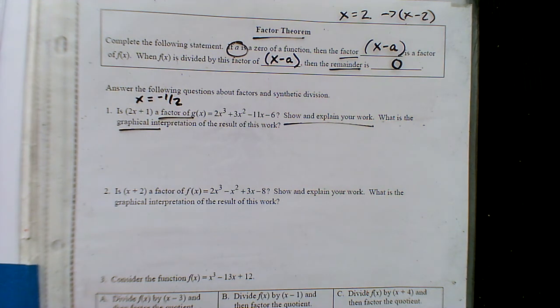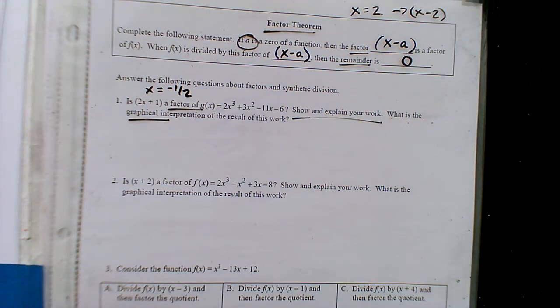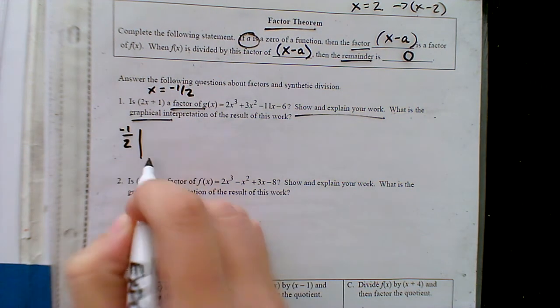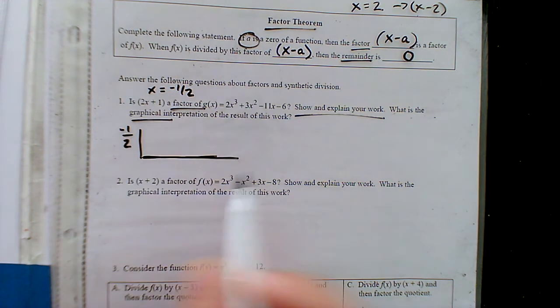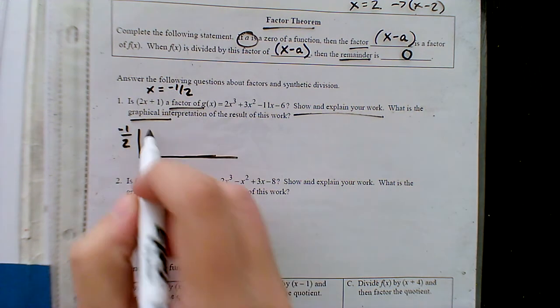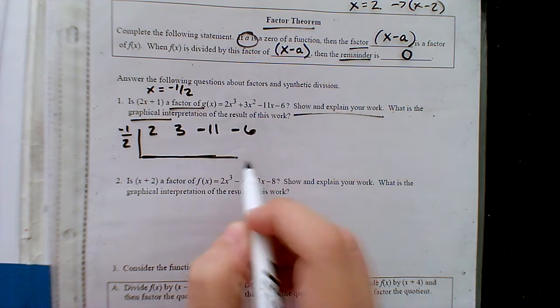If we have a calculator, plugging in negative 1/2 might not be too difficult. But for some of us that don't have a calculator, maybe synthetic division would be the better option. So you can do either one. I don't have a calculator with me right now, so I'm going to go ahead and do synthetic division. The powers are in order. We're not missing a power, so we'll write down the coefficients as they are.